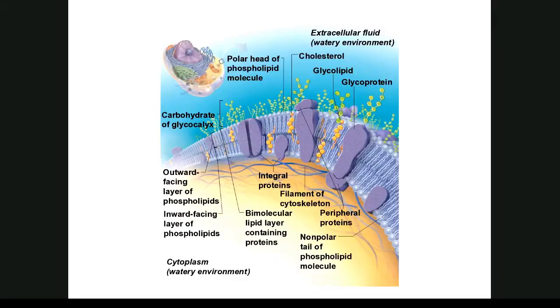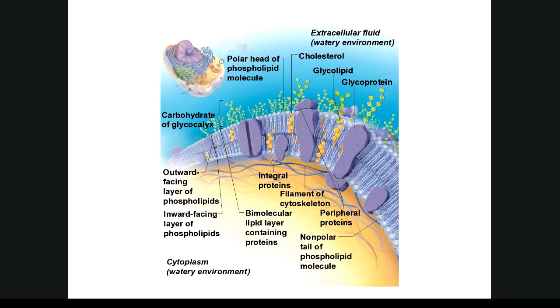And this is showing the general makeup of the cell membrane. Here you have integral proteins. This is a peripheral protein. On the outside, you have the glycocalyx. This has many functions, but part of it is the marker or name tag for that cell.